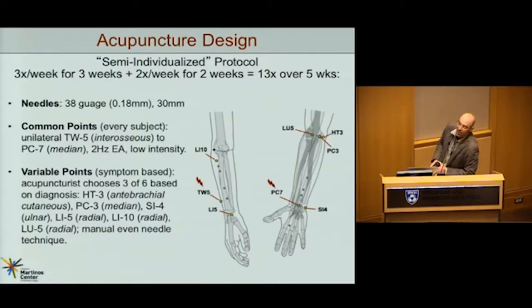The protocol was a semi-individualized protocol that we used for acupuncture. It was mainly local acupoints, and everybody got electroacupuncture, low frequency, low intensity, on PC7, which is right at the wrist, and triple warmer 5, and then other acupoints were chosen based on individual presentation. This was our way to deal with the tension that exists between acupuncture clinical practice and acupuncture research, where the researcher wants to standardize everything, whereas in clinic, of course, the acupuncturists want to choose individual points based on individual patient presentation. So this was our way to go halfway between the two.